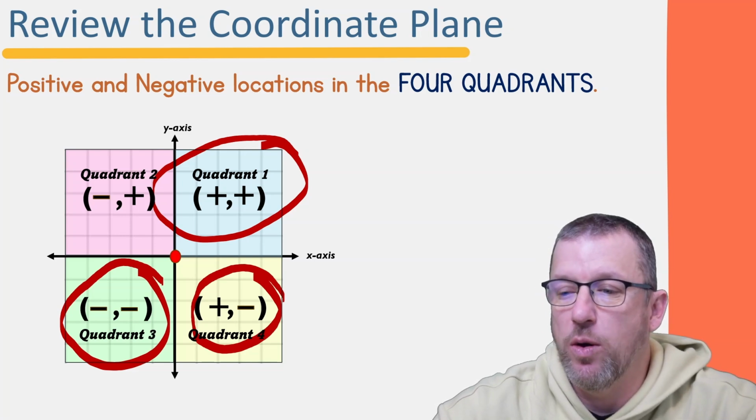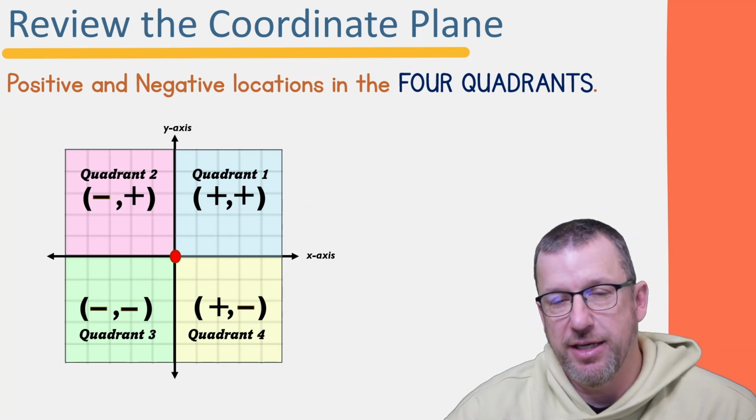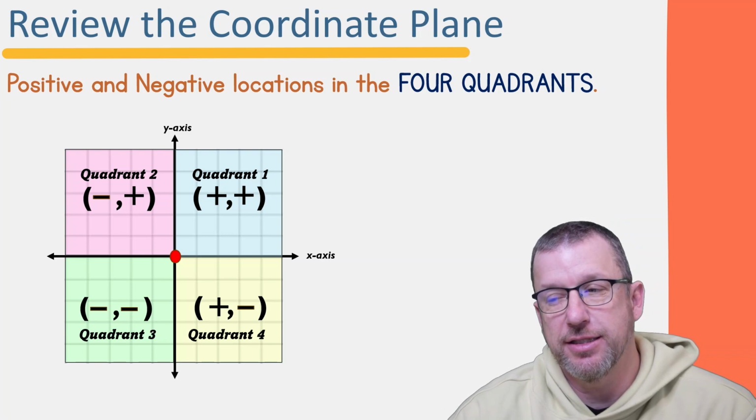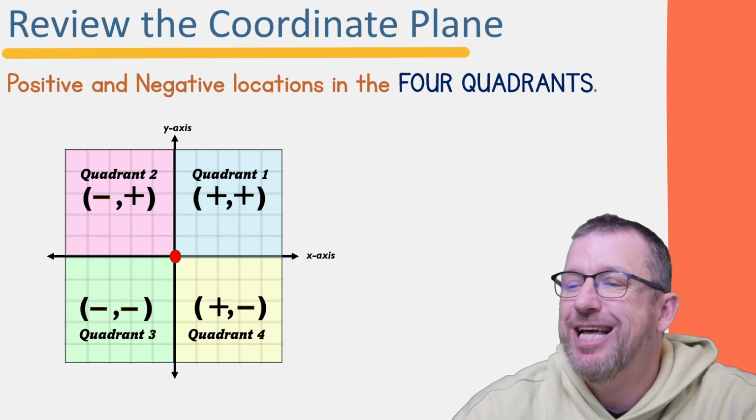Okay, so we just need to understand where we're placing based on this. If I go above the x-axis, it's going to be positive numbers. If I go right of the y-axis, positive numbers. And then the opposite, of course, for the negative numbers.